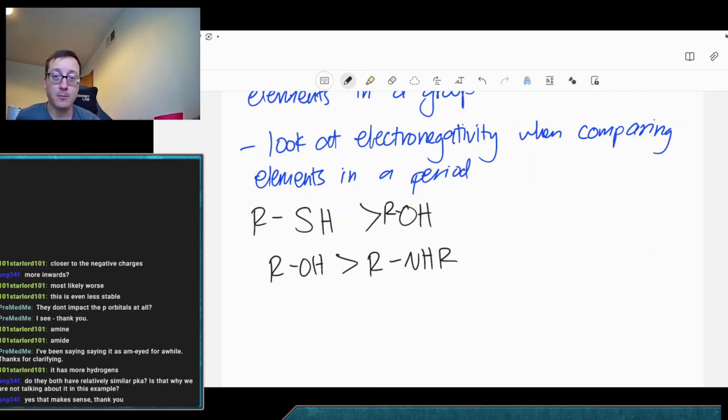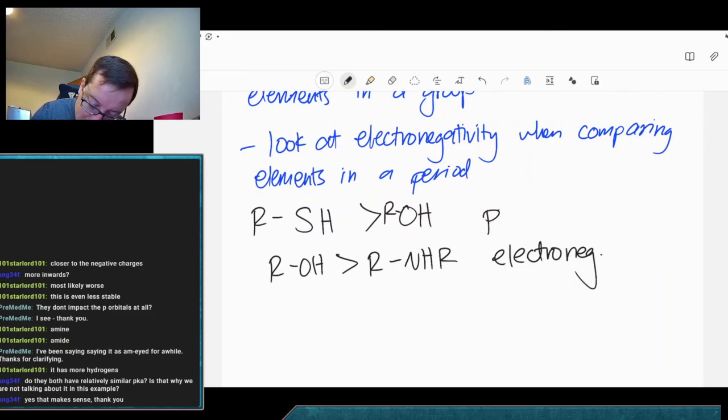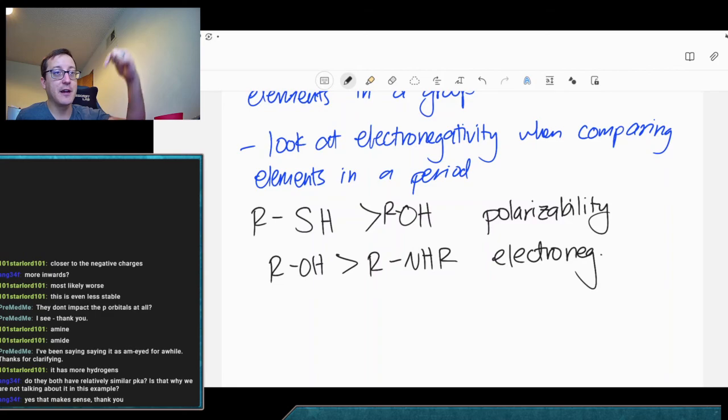Oxygen, the alcohol, pKa 15, amine, pKa 35. So 10 to the 20th power times more acidic. So this is due to electronegativity. This is due to polarizability. So farther down you go in a group, the more acidic your acid will be. And then otherwise, if you're just comparing elements within the same period, you're looking at electronegativity. So you're looking at the one farther to the right.